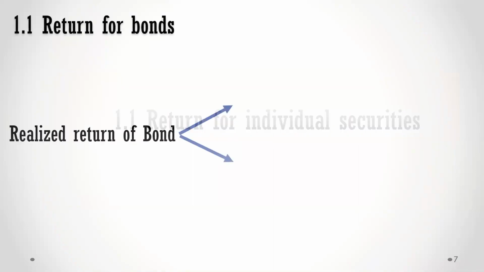Section 1, the return for an individual security. In this video, we assume that investors only invest in one security. Then let's calculate the return for an individual security. You are familiar with bonds, so let's start with the most simple one. What is the realized return for a bond?